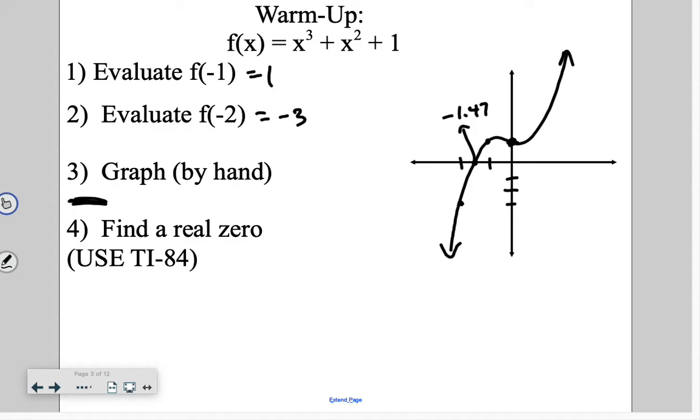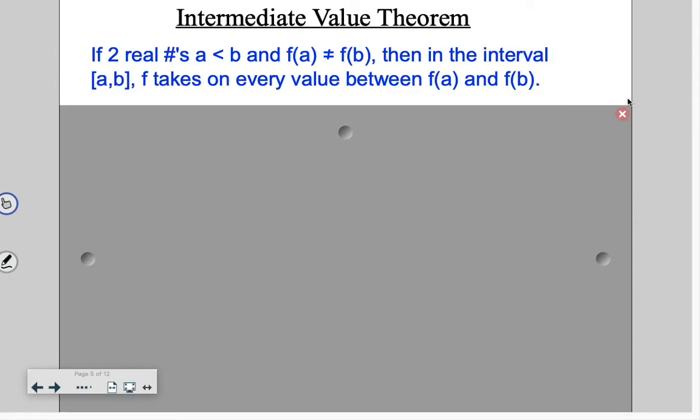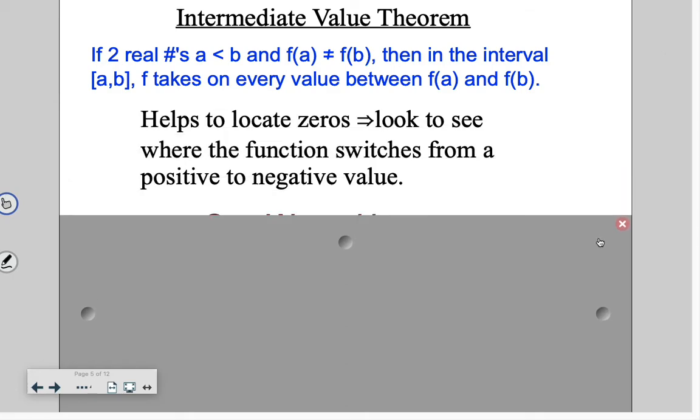How we are going to use it is just like we just did. We're going to use it to help locate zeros. That's the part I would go through and write down. Okay?